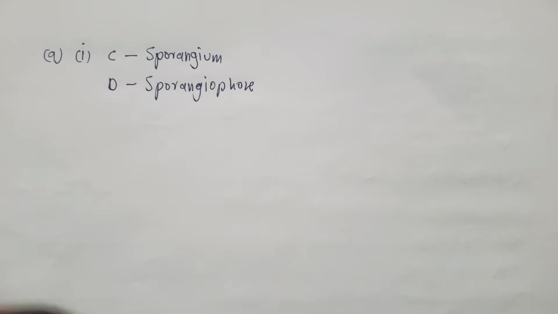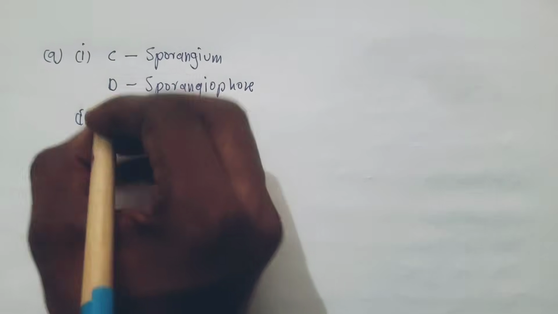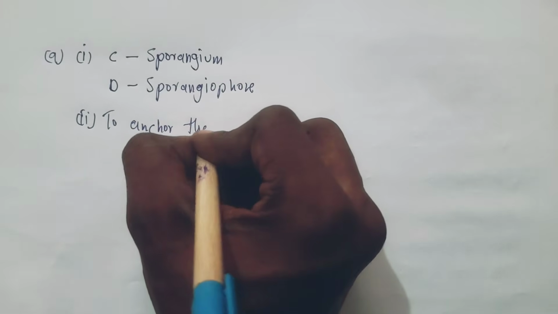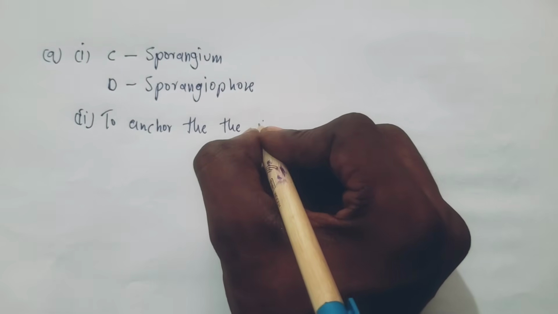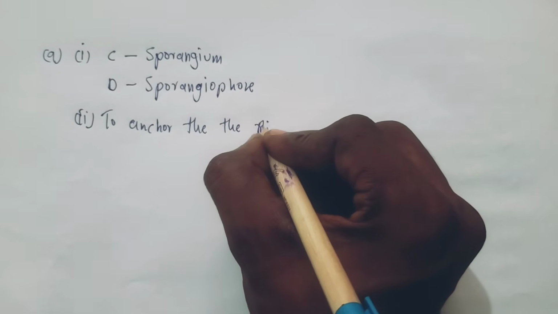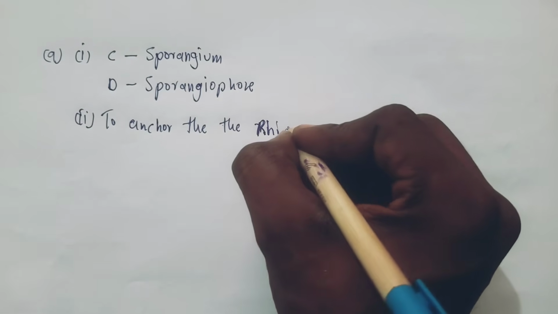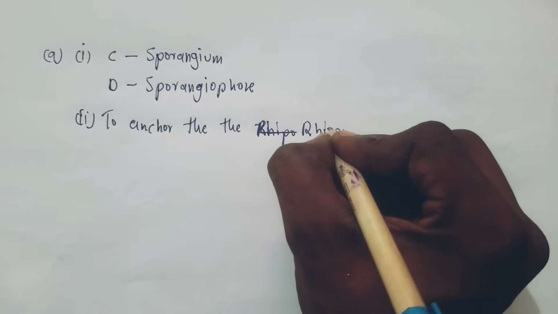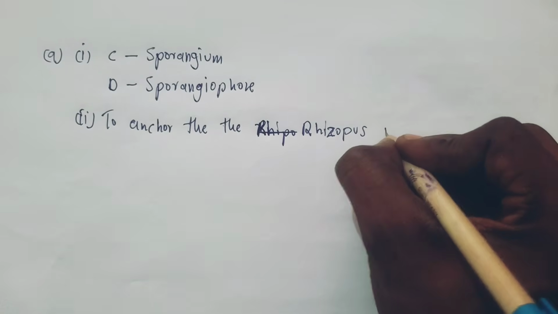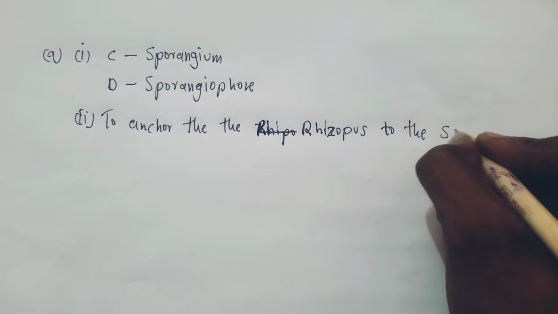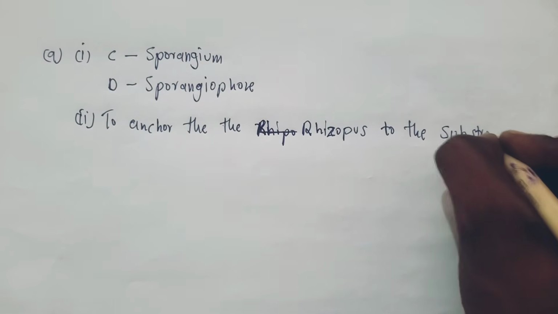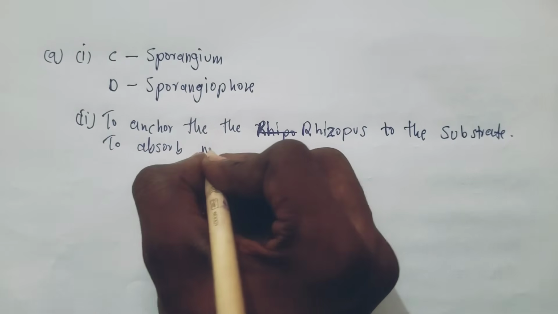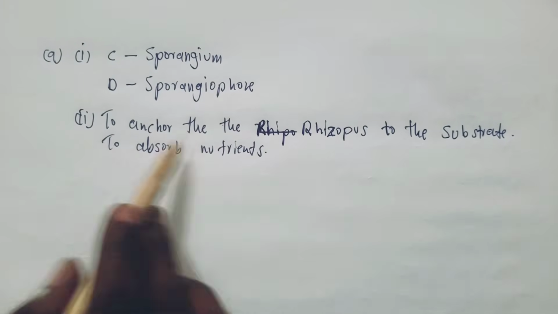So that's the function. For A2, you say to anchor the rhizopus to the substrate, or to absorb nutrients. Here they just wanted one of these.